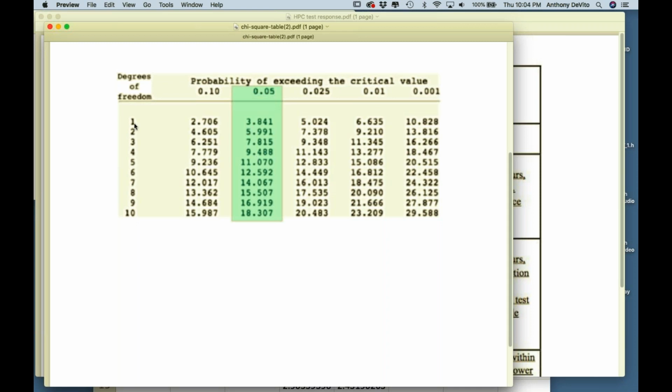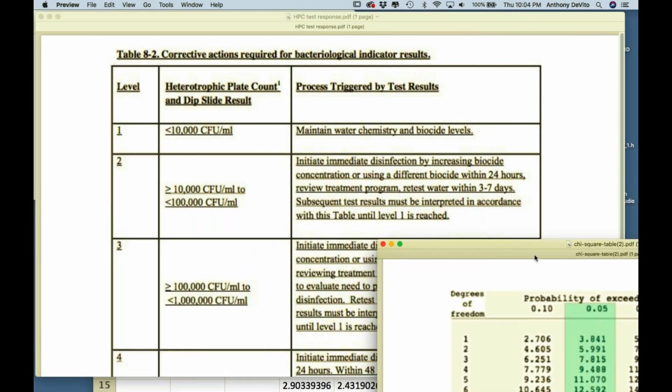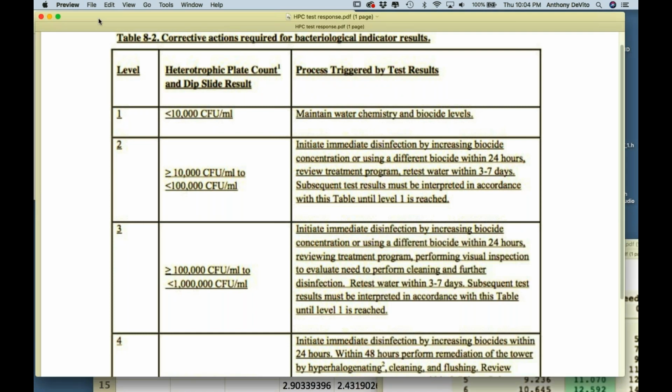Anybody remember how we calculate degrees of freedom for chi-square? It's the number of rows minus 1 times the number of columns minus 1. 2 rows minus 1 is 1. 2 columns minus 1 is 1. 1 times 1 is 1. So it's 1 degree of freedom. So our critical value for our chi-square is 3.84, right? Thank you very much, Anna Lucia.